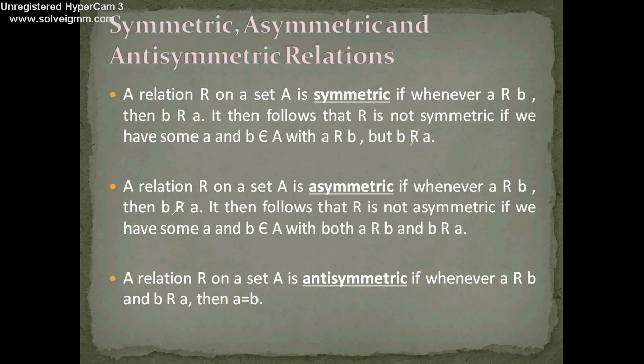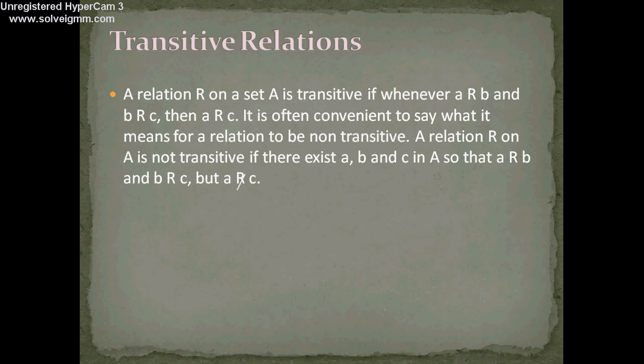So don't worry, these are just the definitions. We will understand each and everything with the help of examples, which we will be looking at. So next, let us see what is meant by transitive relation. A relation R on a set A is transitive if whenever A is related to B and B is related to C, then A should also be related to C. That is, if (A, B) is present and (B, C) is also present, then the relation should also have (A, C).